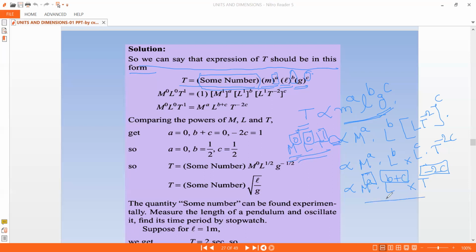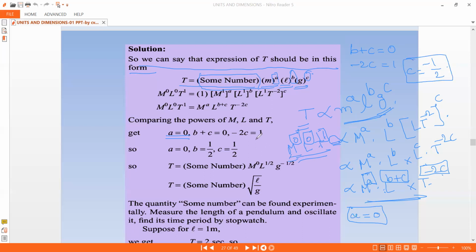Once you do that, you will arrive at these numbers: A equal to 0. You can understand that M to the power A is here, and M to the power 0 is on the other side, so you can compare, A equal to 0. And L to the power 0 is there, and on the right side L to the power B plus C is there, so you arrive at B plus C should be equal to 0. That is fine. And again here T to the power minus 2C is there, and here T to the power 1 is there. So minus 2C equals 1, so C can be minus half. You can arrive at this conclusion that C is minus half.